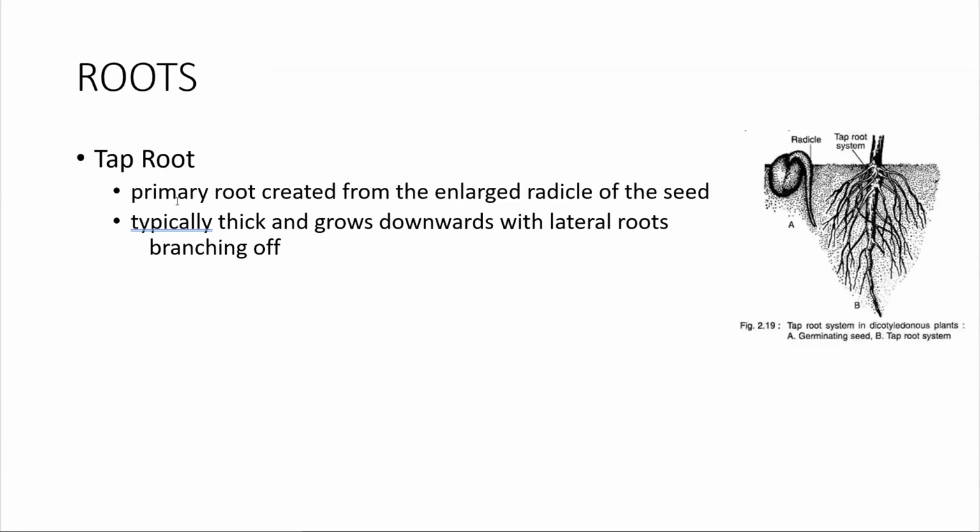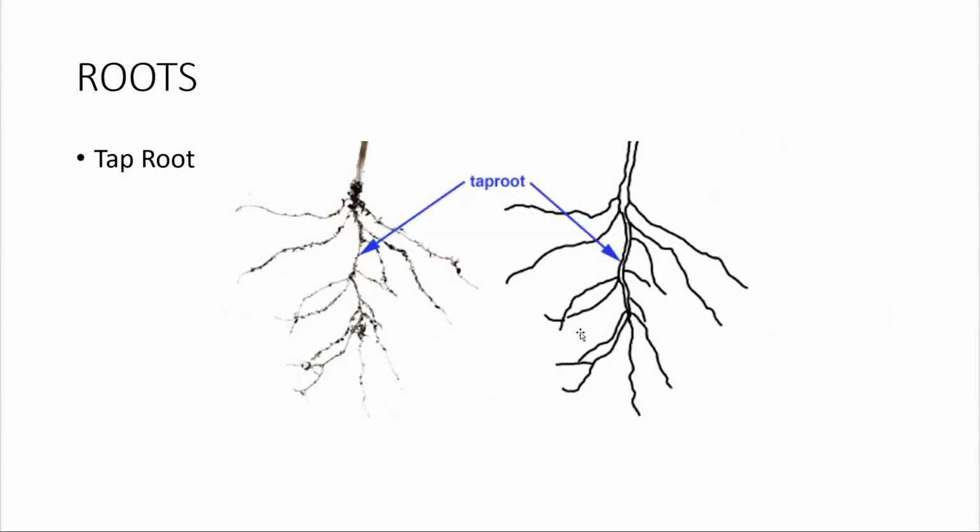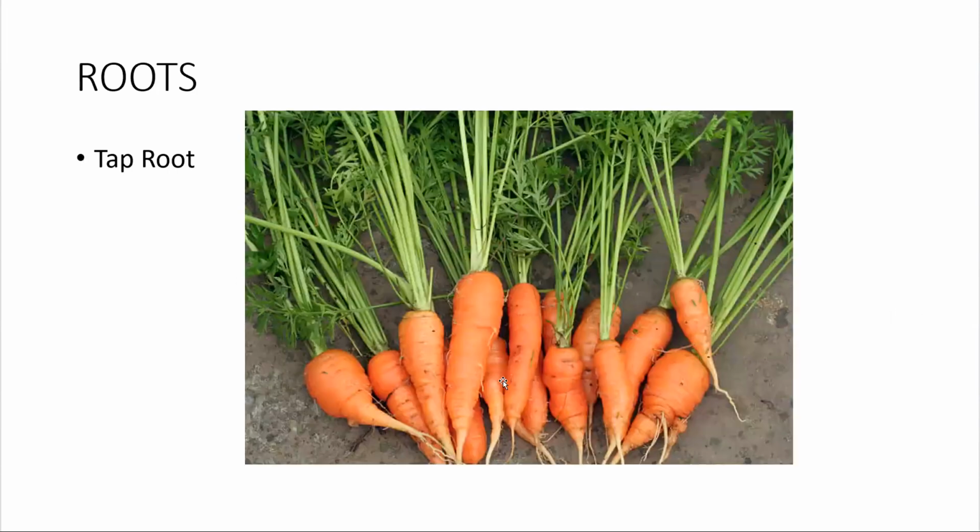So again, taproot: primary root created from the enlarged radicle of the seed, typically thick and grows downwards, with lateral roots branching off. And we've looked at this one before, maybe. This is an example of a taproot.